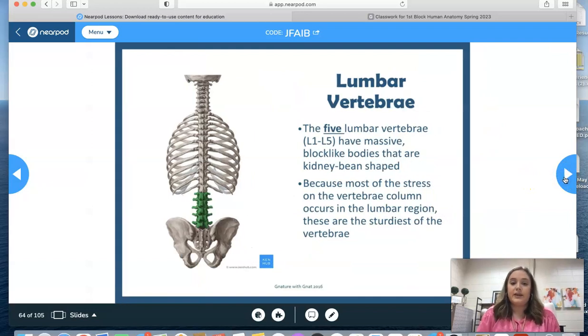Your lumbar vertebrae. So you have 5 lumbar vertebrae, and they are really massive compared to your vertebrae in your neck and the rest of your spine. So they are really big, and they have a kidney bean shape. Most of the stress of the vertebral column occurs in the lumbar region, so that makes them the sturdiest of the vertebrae.